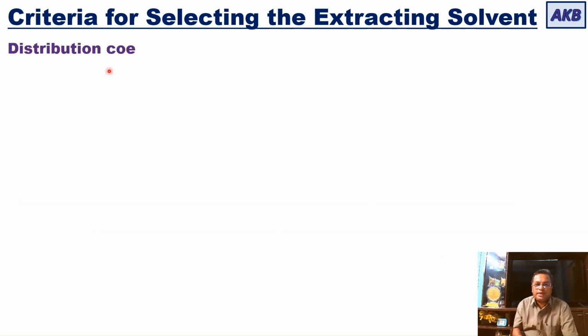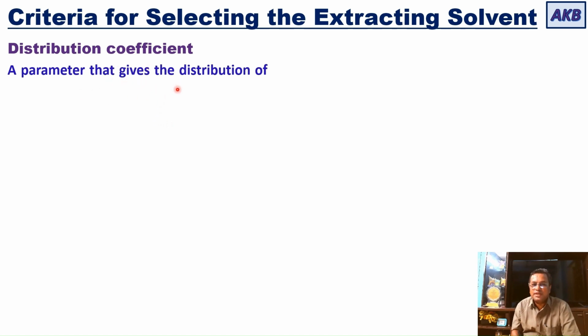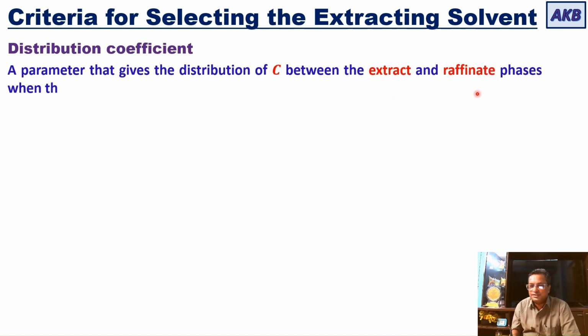Then the next criterion is the distribution coefficient. Again, this is a parameter. First we will define it, understand what it is, and then we will know how this parameter can be used for selecting the extracting solvent. The distribution coefficient is a parameter that gives the distribution of C between the extract and raffinate phases when they are in equilibrium with each other.